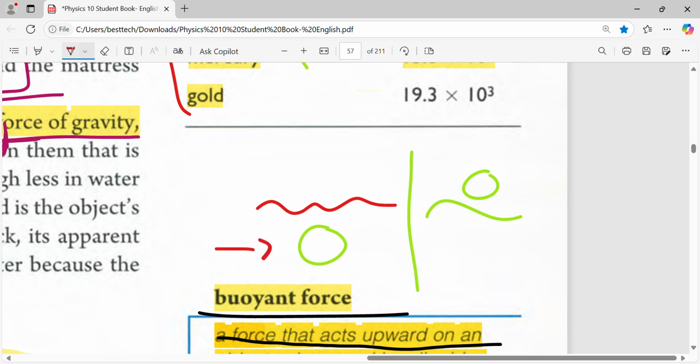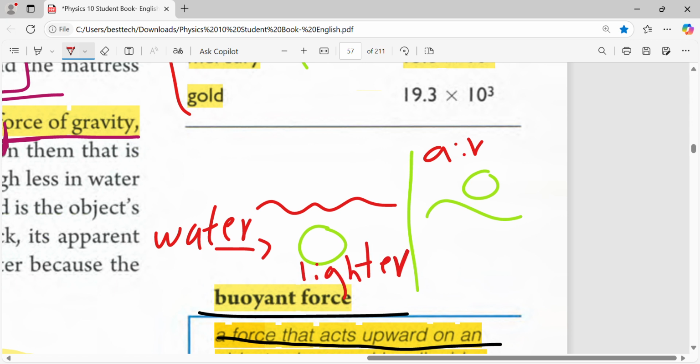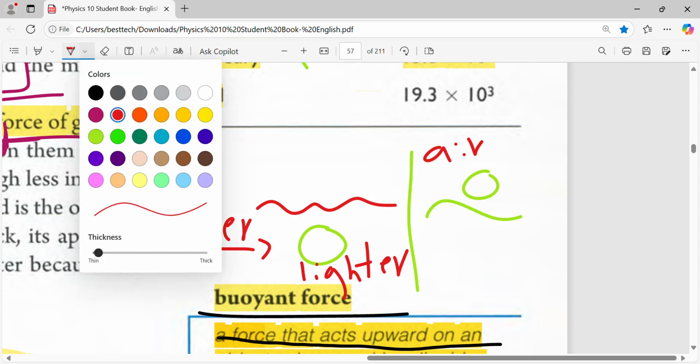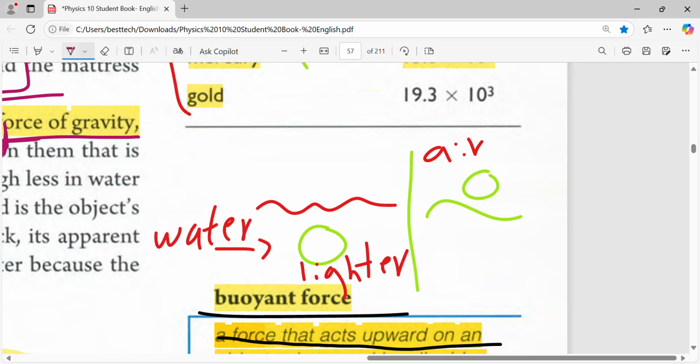This object is inside the water, under the water, but this one is outside the water, in the air. This object feels lighter because it is under the water. Why does it become lighter? Because, as we mentioned, in the water there is a force on the object, the buoyant force. It pushes this object up to stay on the surface of the water. That's why the object becomes lighter.